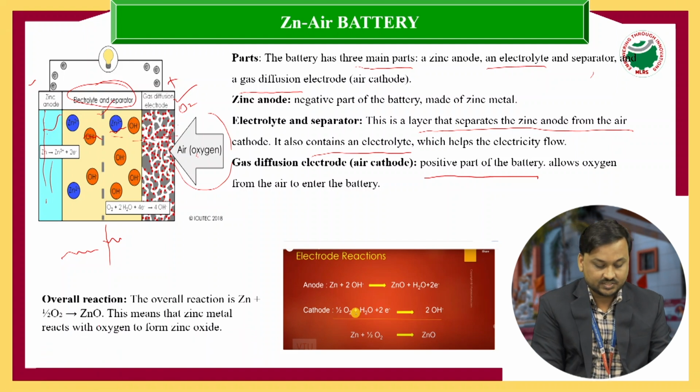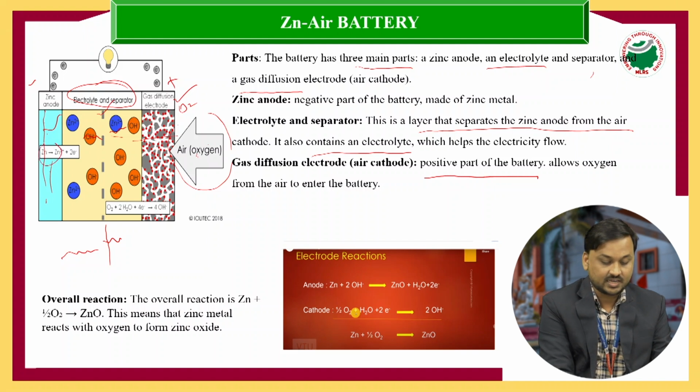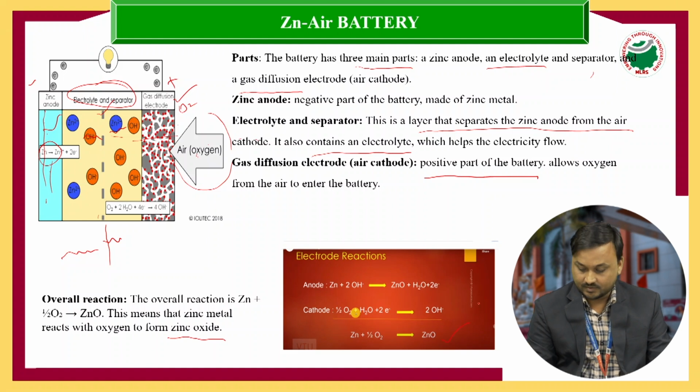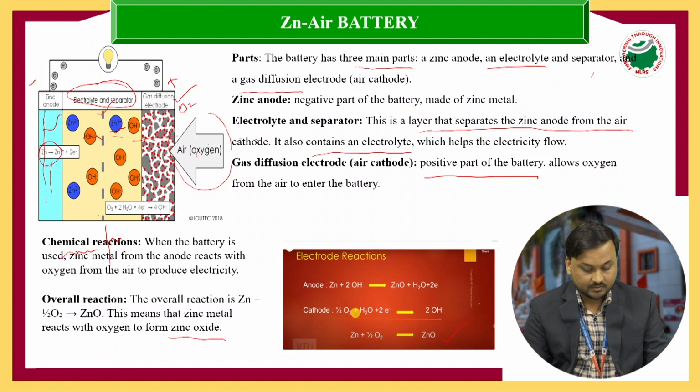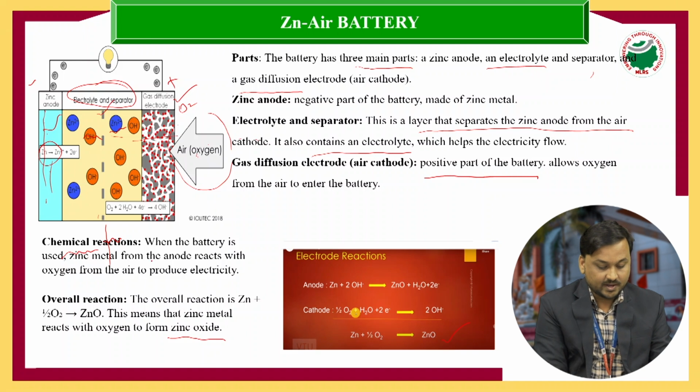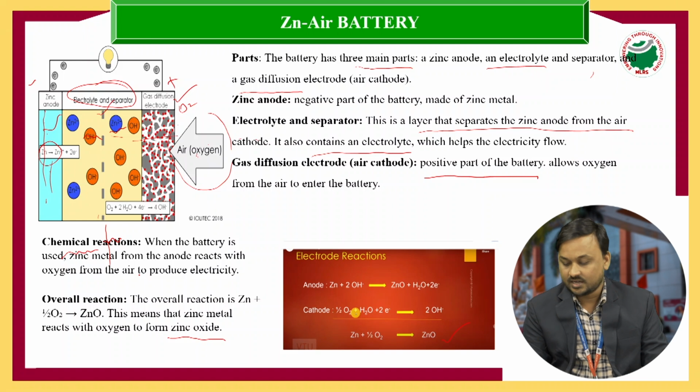The overall reaction is zinc reacting with oxygen. This zinc reacts with the oxygen with the help of the electrolyte and forms zinc oxide. When the battery is used, the zinc metal anode reacts with the oxygen, and then they produce electricity.